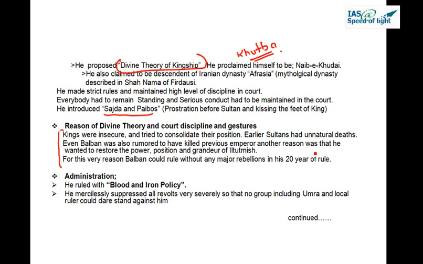So to avoid all this, he started ruling in this fashion, and historians say for this very reason Balban could rule without any major rebellions in his 80 years of rule. So he ruled with a blood and iron policy. He mercilessly suppressed all revolts very severely so that no group, including umras or ulemas and other rulers, could dare stand against him.